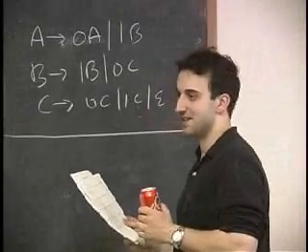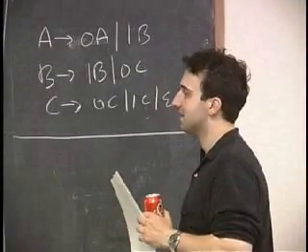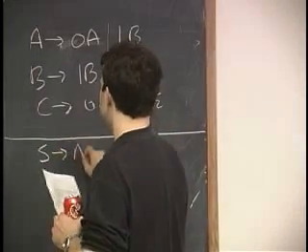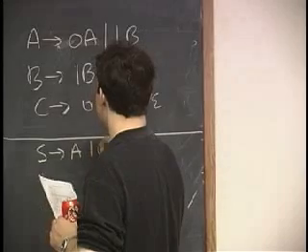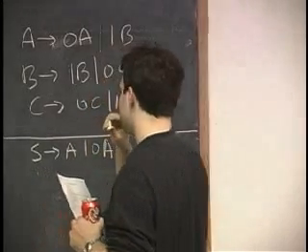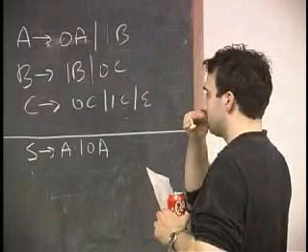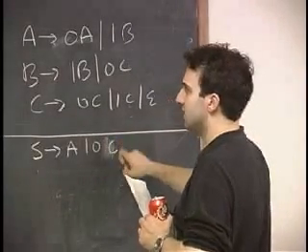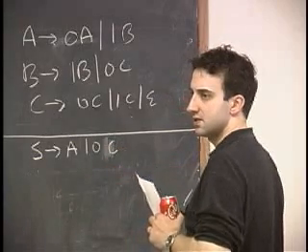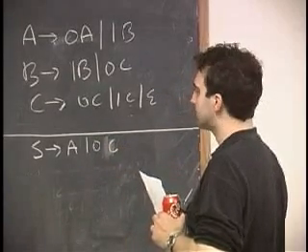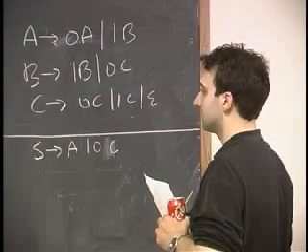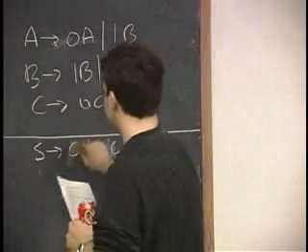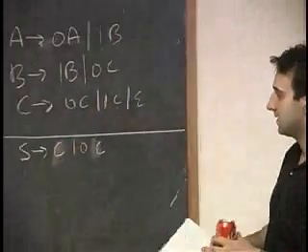How about this? S goes to A10A. A goes to, well, actually, if you make it C, S goes to C10C. It's the same C from above. But this doesn't accept the empty string. Well, empty isn't accepted. Oh, 0 star 1 star. I'm sorry, C10C would be what it would be. Does that do it? I don't know.